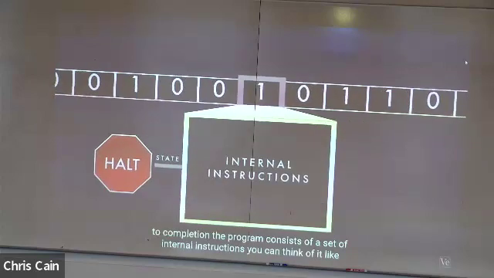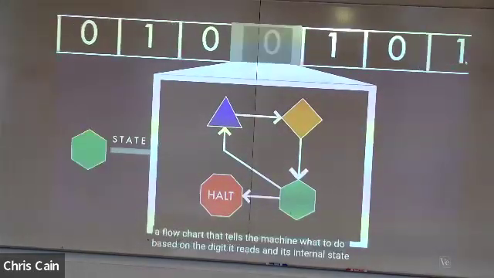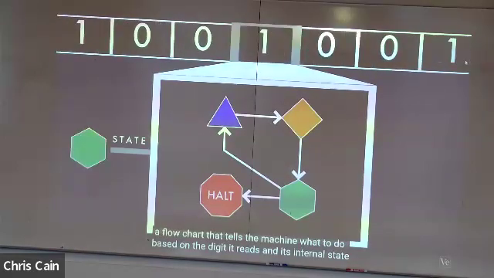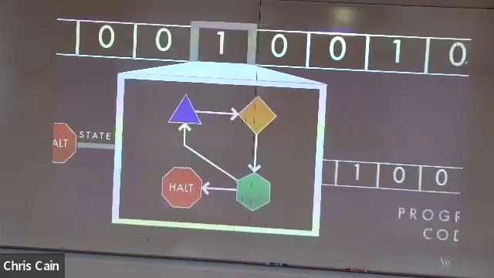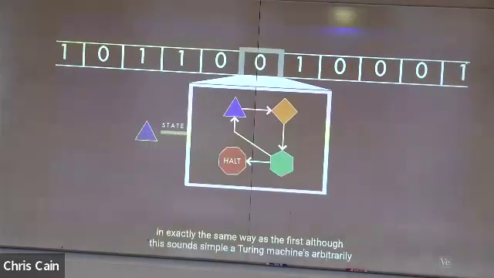And the program consists of a set of internal instructions. You can think of it like a flowchart that tells the machine what to do based on the digit it reads and its internal state. You can imagine exporting these instructions to any other Turing machine, which would then perform in exactly the same way as the first.